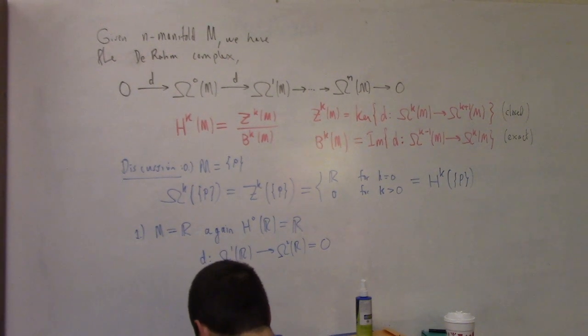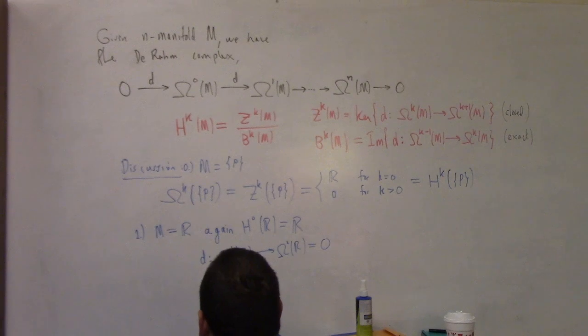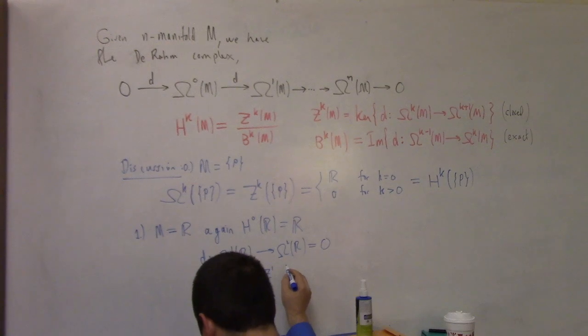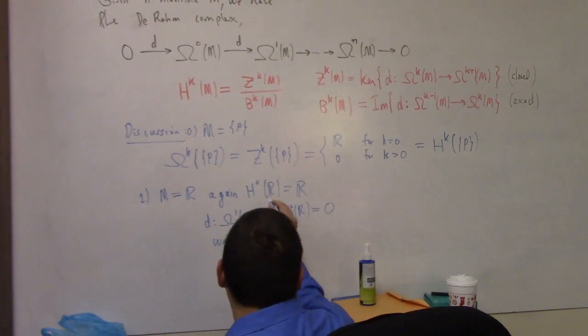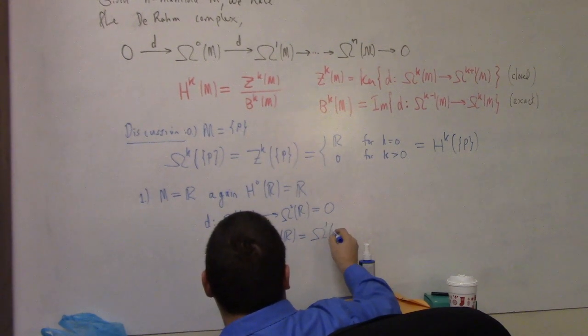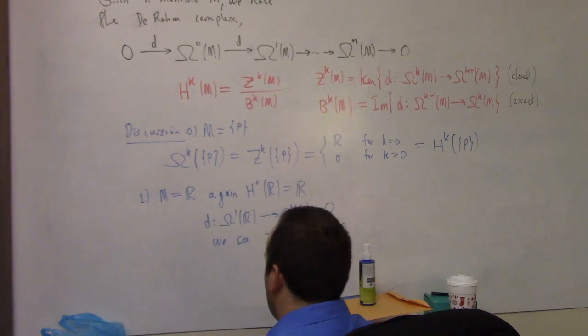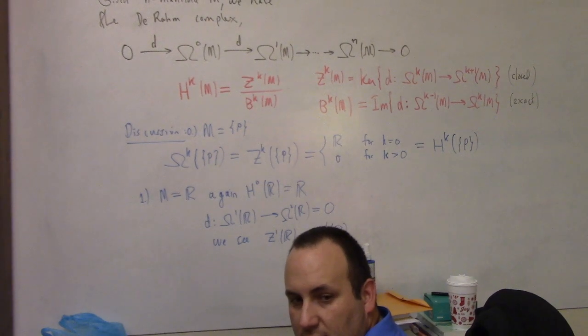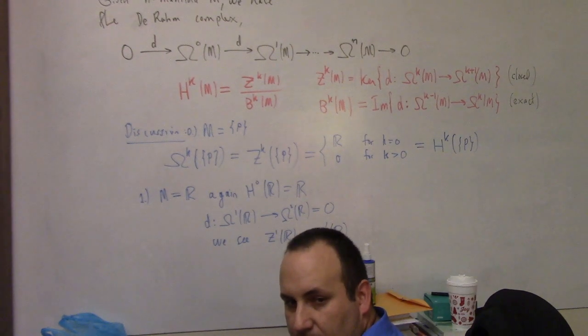So z1. So what does he say here? He says we see that z1 of R is equal to, oh, that makes sense, doesn't it? Did you see that? So every 1 form exterior differentiates to 0. So every 1 form over the reals is exact. Right?